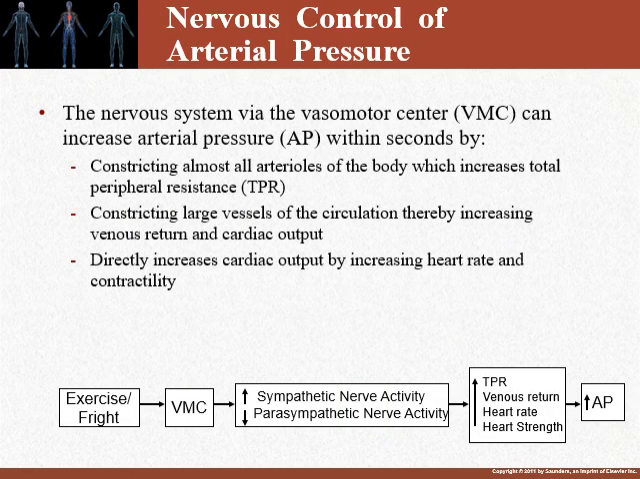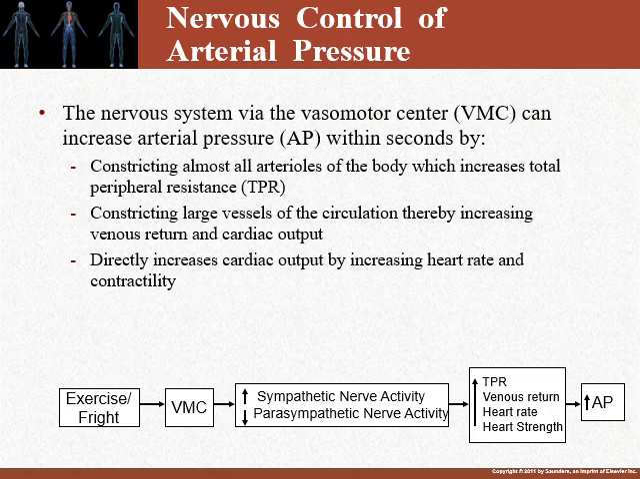Now, how does the sympathetic nervous system via the vasomotor center increase arterial pressure? The increase in arterial pressure can happen very fast and within seconds by three main ways that we already discussed, but let's repeat them again. The first thing is by constricting most of the arterioles of the body, which will increase the total peripheral resistance. Resistance في الجسم بترجع نسبة كبيرة منها إلى resistance في الarterioles. والarterioles لما إحنا نعمل constriction فيهم منزيد resistance بشكل كبير. Once we increase resistance, that will directly increase the arterial pressure. So this is one way.